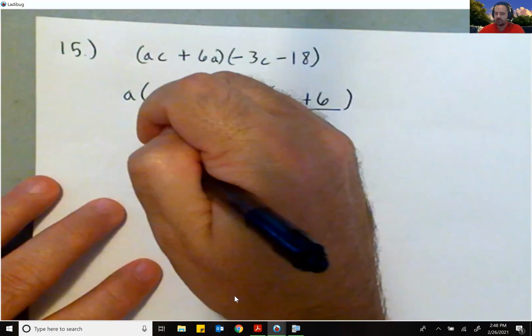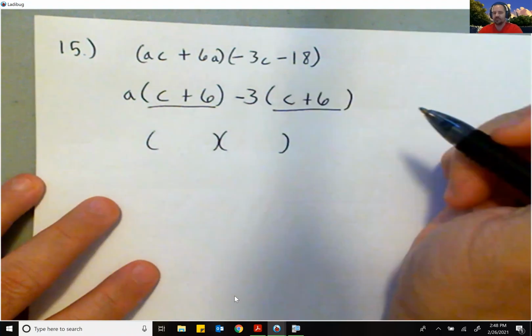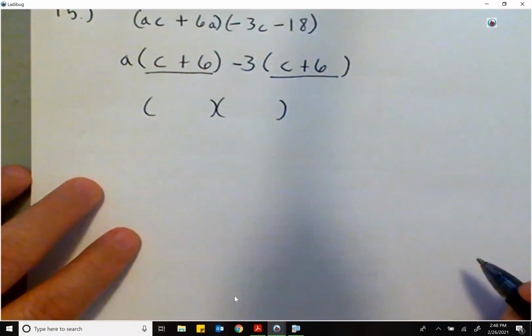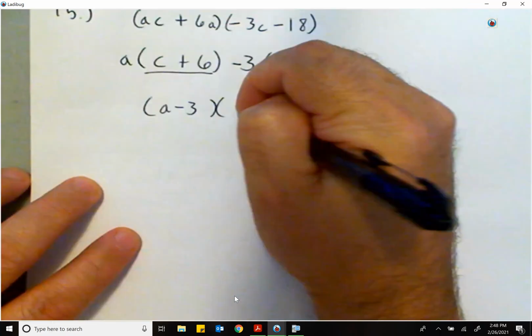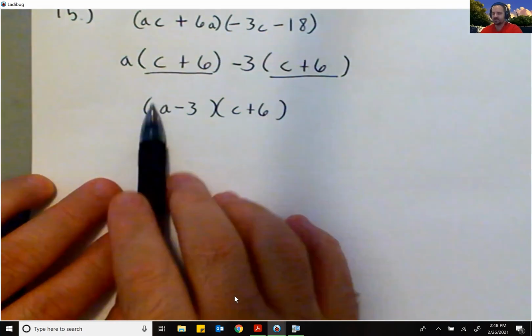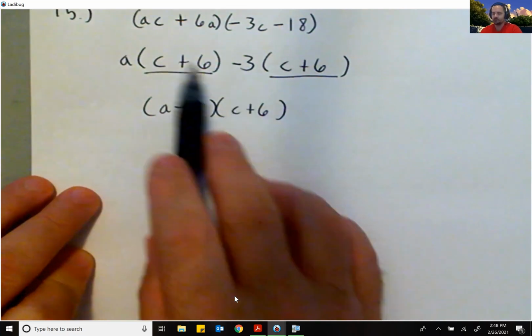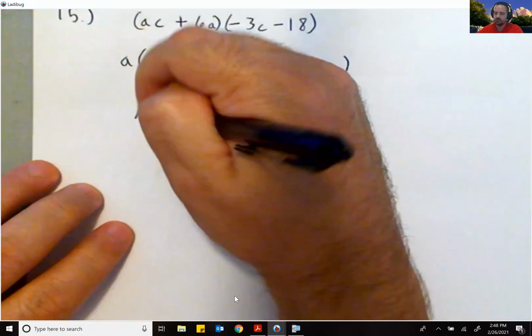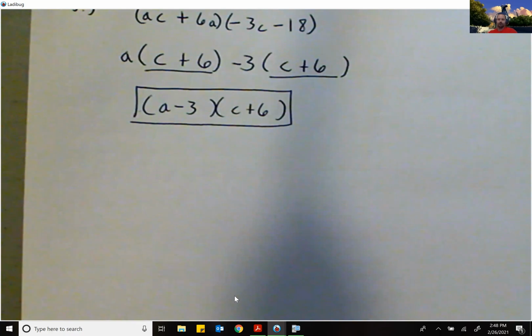And now it's all over but the crying. Now you just got to tell me, what are our two parentheses? You take the two terms that are outside of each of the terms being factored. So that would be a minus 3. And then the second term would be the C plus 6 because it's a duplicate. So my two parentheses, one of them becomes the GCFs, the a minus 3. The other one is the duplicate. And there it is. Factored according to grouping.